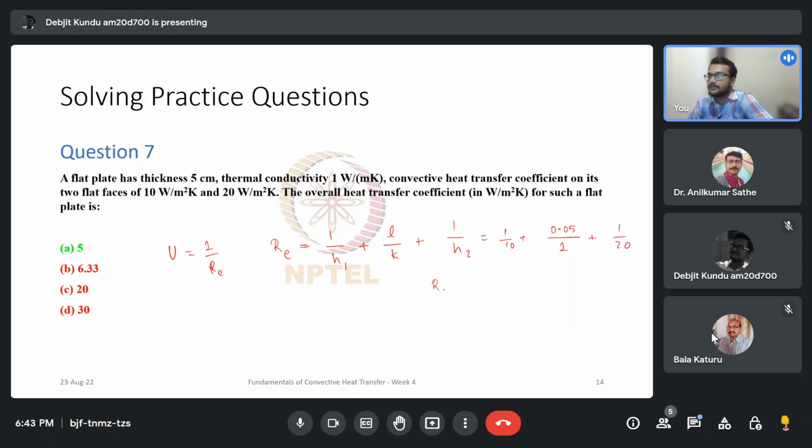How much does this become? This is 0.1 plus 0.05 plus 0.05, which is 0.2. So this is the equivalent resistance, and if we simply take the reciprocal of that, it's nothing but 5. Hence 5 is the answer. Okay, simple.